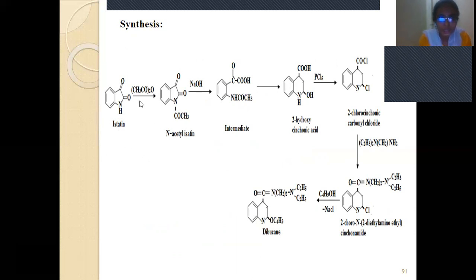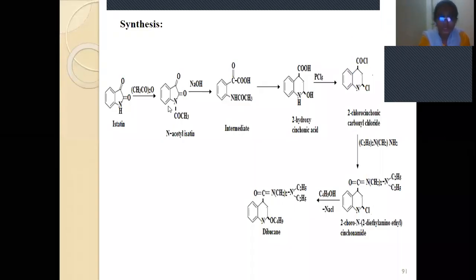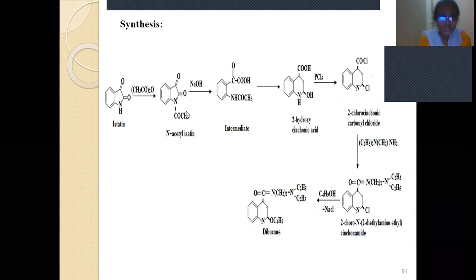The starting material is isatin, in the presence of acetic anhydride. So here the acetyl group will get attached to form N-acetyl isatin. In the presence of sodium hydroxide, the intermediate product will form. Here in the intermediate product, the breakage of the cyclic ring will occur. Next, when it undergoes the reaction, it forms 2-hydroxy cinchoninic acid.